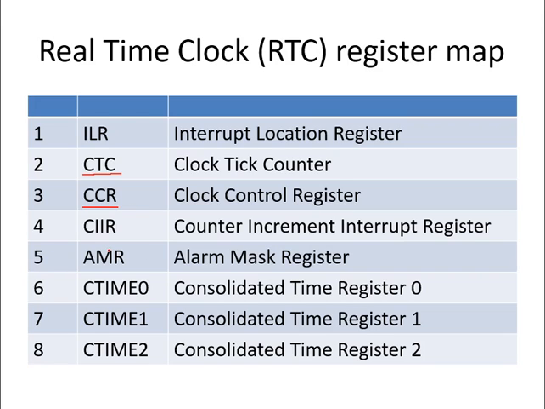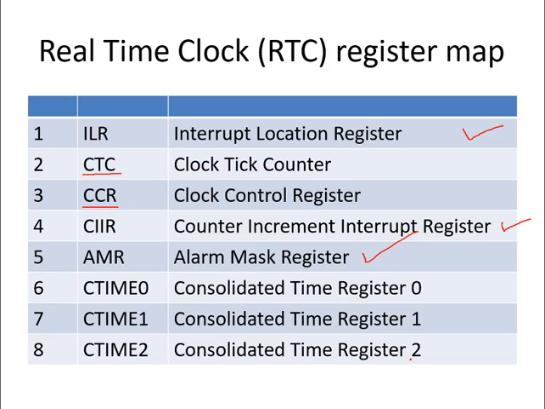Then you have some additional things. You can use this counter increment interrupt register. This is used in case you want to use the interrupt in RTC. This is also used in case you want to use the interrupt in RTC. So I'm just giving you the list of the registers. This is the alarm mask register, and this is the group of total three registers there. 0, 1, 2 are consolidated time registers.